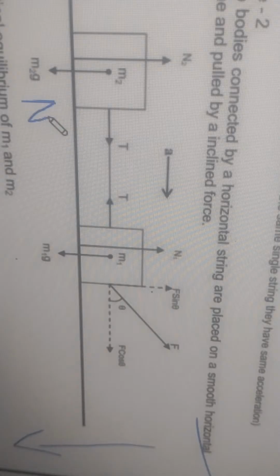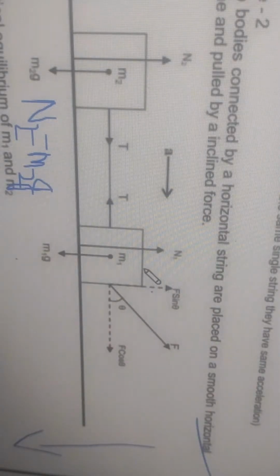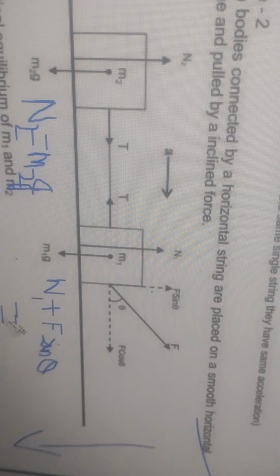N2 is equal to M2g, and here it will be N1 plus F sin theta. N1 plus F sin theta is equal to M1g.